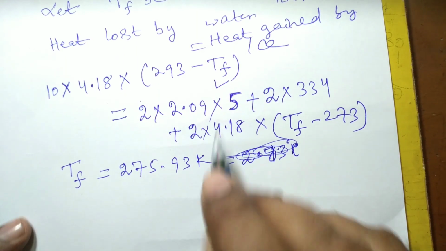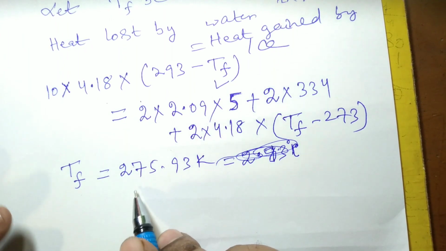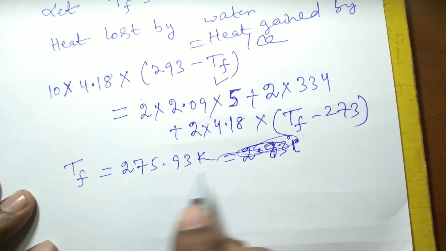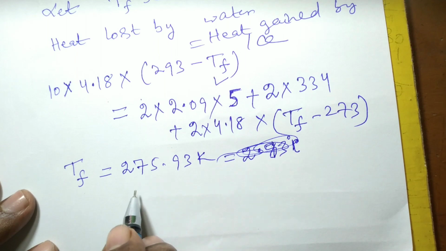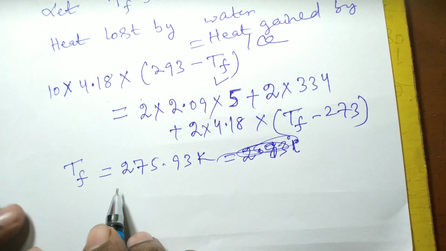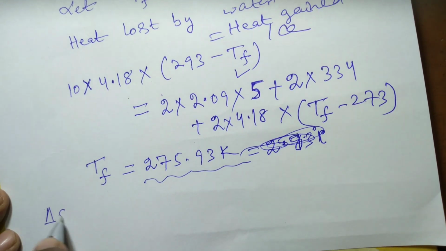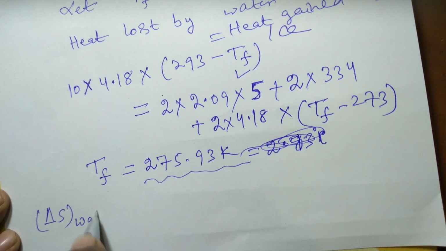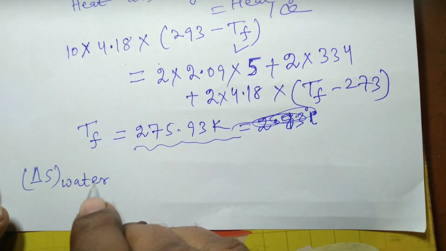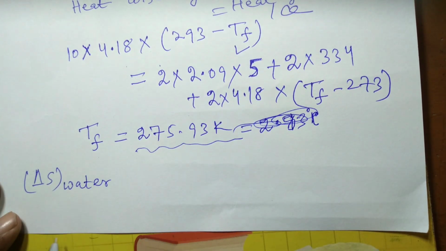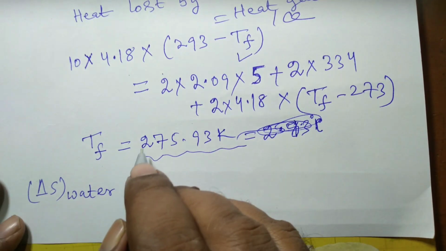Since we are calculating in terms of Kelvin, it is not necessary to express it in degrees Celsius. So this is 275.93 Kelvin. Now we have to calculate the change in entropy of water and the change in entropy of ice, and add those two terms to find the change in entropy of the system, which you are required to find out.